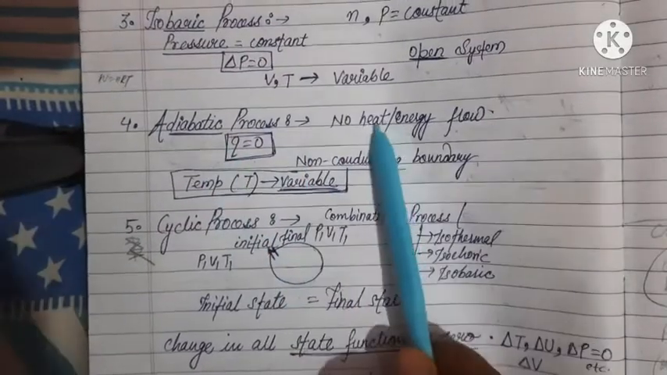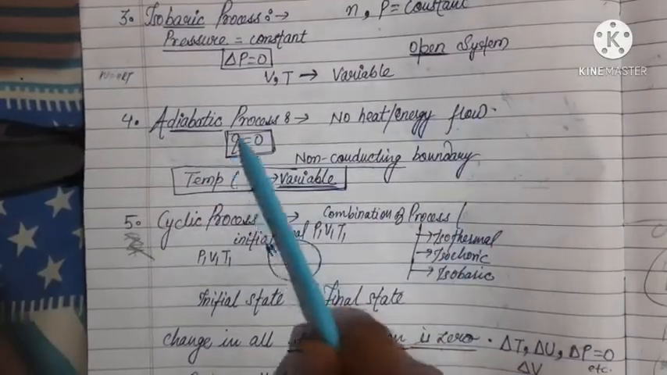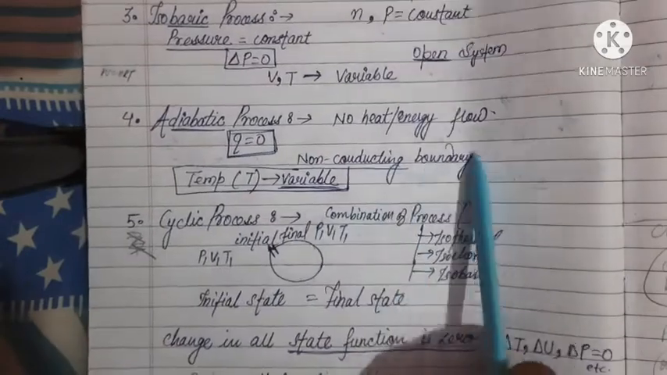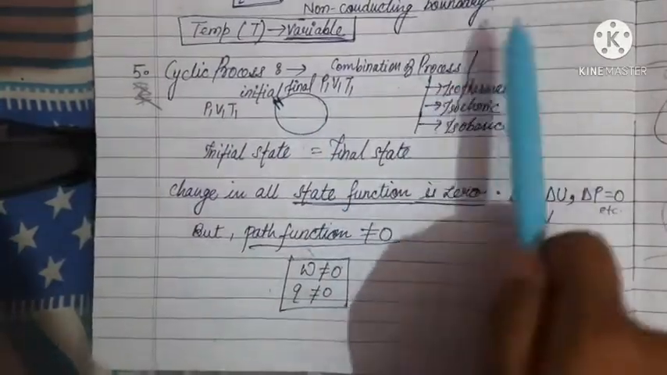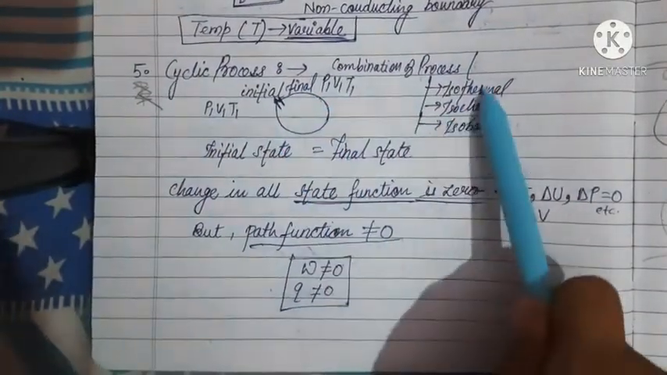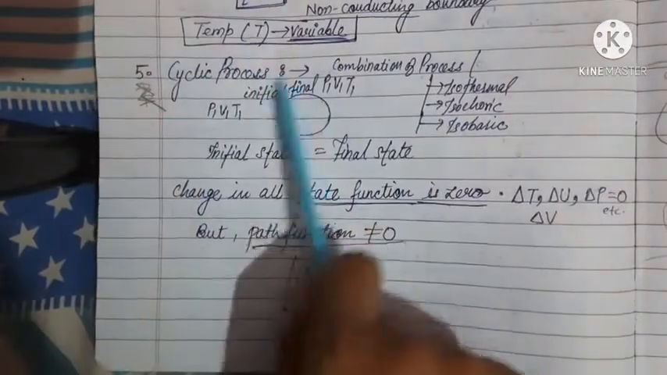Adiabatic process. No heat or energy flow. Q equal to 0. Heat equal to 0. Non-conducting boundaries. No heat exchange occurs in adiabatic process. Temperature is variable. And cyclic process. Combination of processes. Initial and final. Isothermal, isochoric and isobaric. Cyclic process.